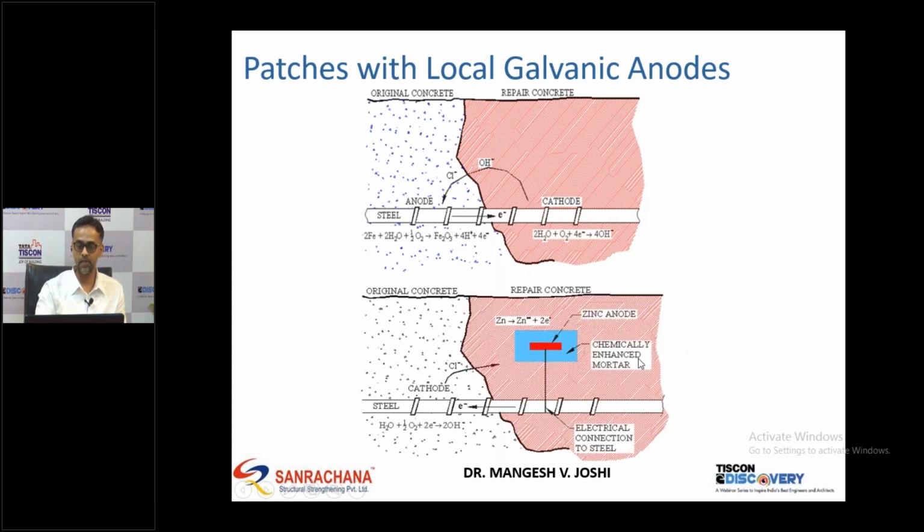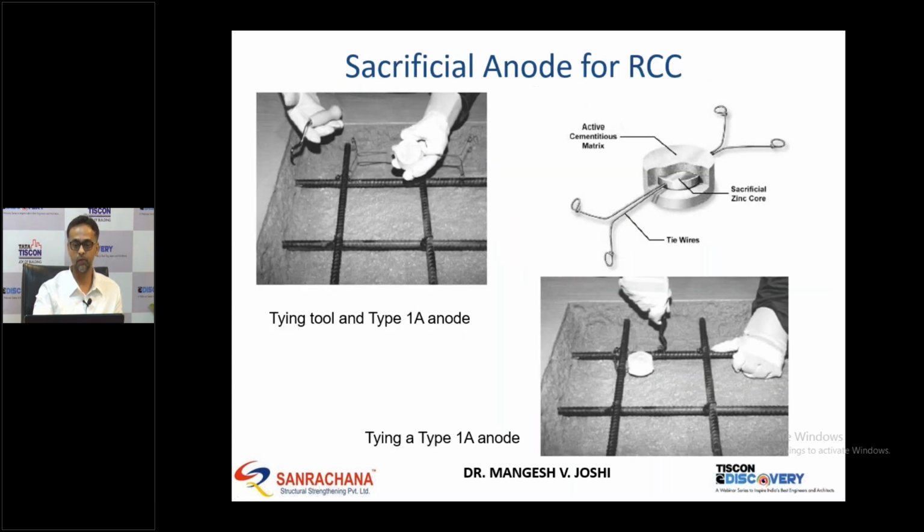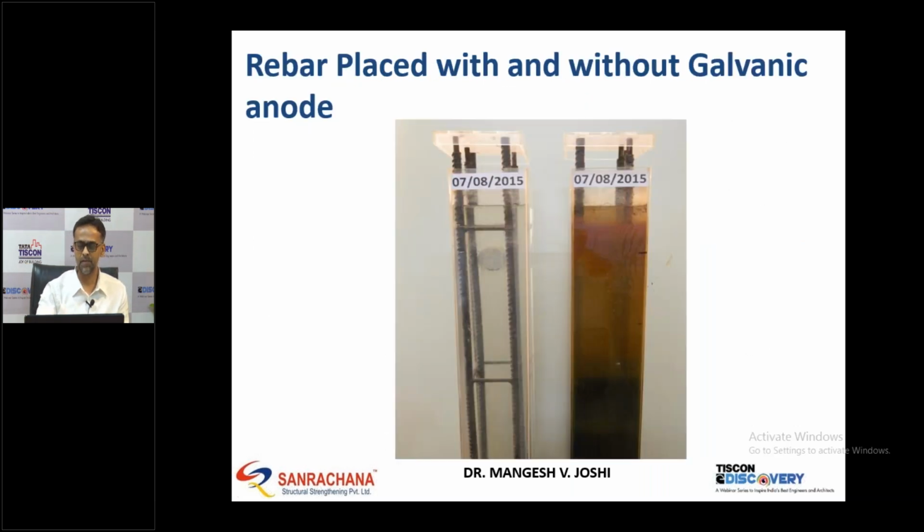So we can introduce this type of zinc anode so that we have a sacrificial anode here and the entire steel can behave as a cathode area, and it can be put like this on the reinforcement. We did a small experiment in our lab: this is one cage which is put with a sacrificial anode and one without a sacrificial anode, and you can see the difference. This is corroding quite rapidly, whereas this sacrificial anode is protecting the reinforcement.